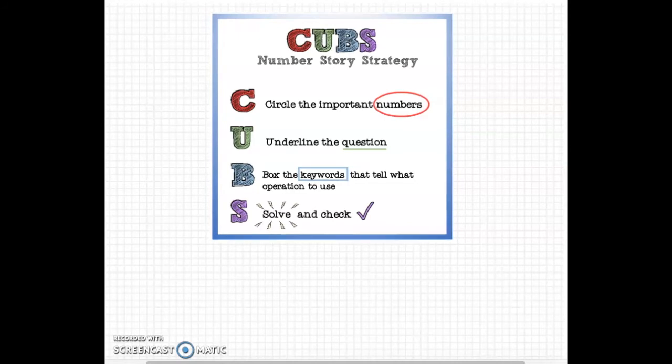Before we work on another problem, let's review the Cubs number story strategy. Cubs helps us to mark the important information in our number stories to help us solve them. C stands for circle the important numbers. U stands for underline the question. B stands for box the key words that tell what operation to use. And lastly, S stands for solve and check. Let's use the strategy to mark our number stories before solving.